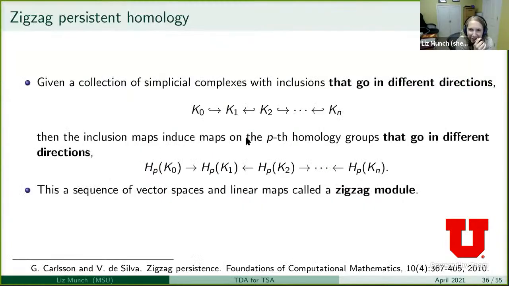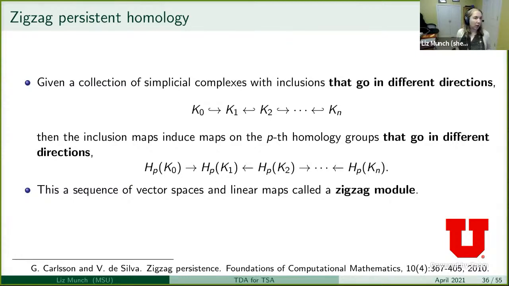So here's the game. Before, we had filtrations on simplicial complexes where inclusions always went one way, so you always had a growing simplicial complex, always messing around with one parameter going in one direction. That gives you persistence modules where you've got vector spaces with linear transformations going in one direction. It turns out that you can get rid of that assumption and all of the theory still works.